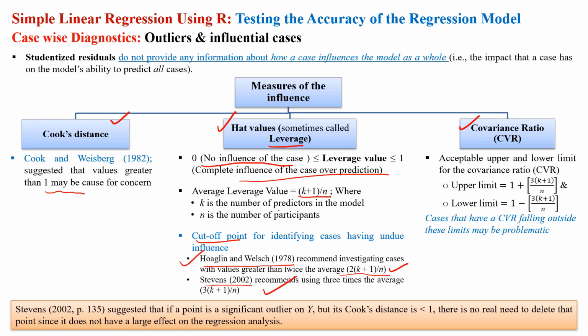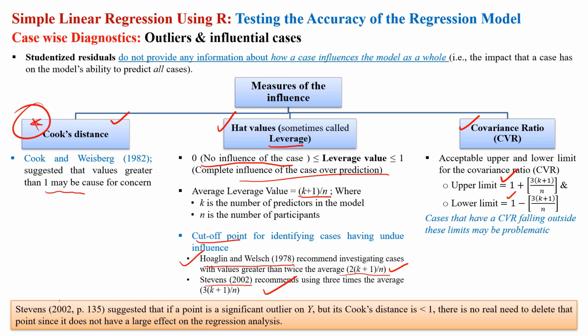Based on this average leverage value, we can find the covariance ratio. How can we do that? This is the formula to find the upper covariance ratio, and this is the lower covariance ratio. If any case or data point crosses these upper or lower limits, then we can delete that particular case. But generally, most people recommend that you should only look at the Cook's distance.